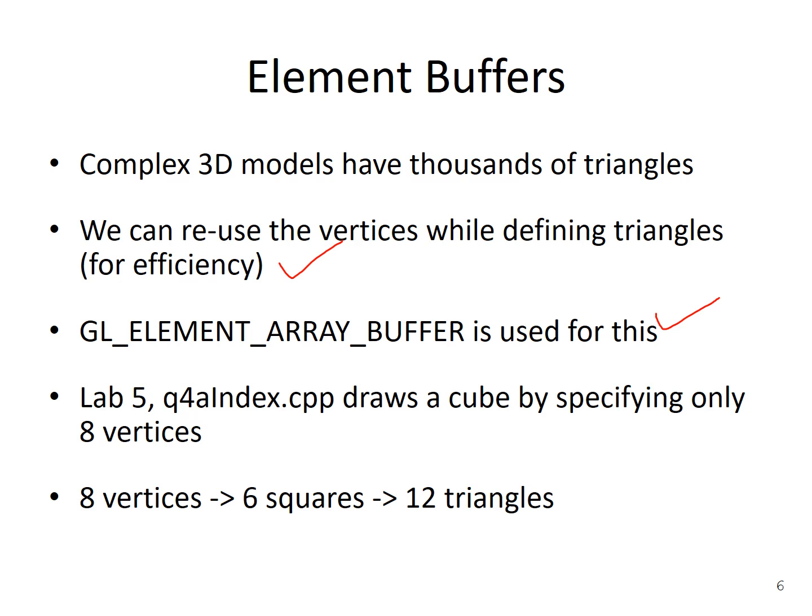In lab 5, Q4A index.cpp draws a cube by specifying only 8 vertices. It doesn't use any redundancy. 8 is the minimum number of vertices required to define a cube. It uses 8 vertices, 6 squares, and 12 triangles.